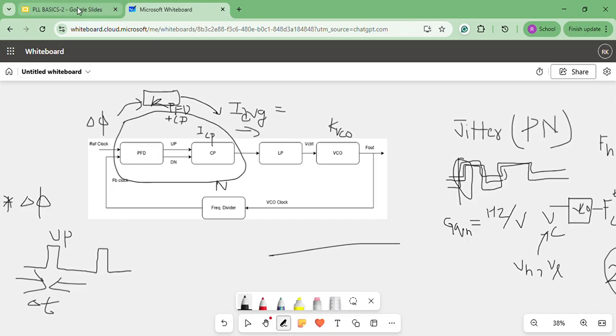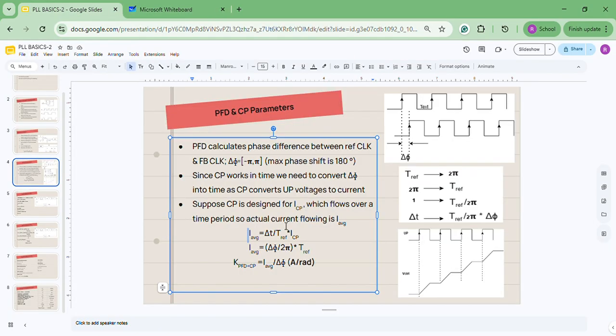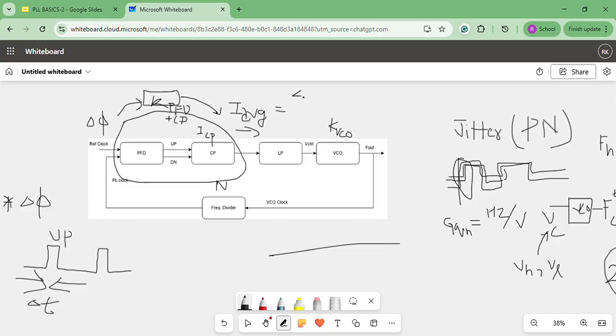So how is I average calculated? As we told, this charge pump will be on for delta T time, and the total time period is T reference. So delta T by T reference, and since our charge pump has ICP current for one time period, we multiply this by ICP, and we get our average current. Correct. So this is our average current which we are getting out of the charge pump.